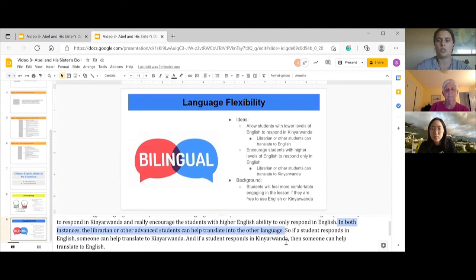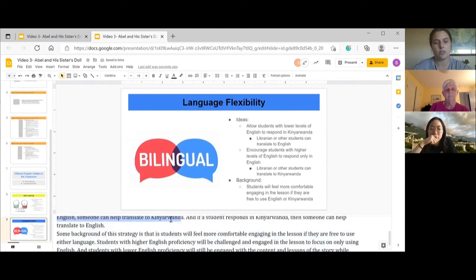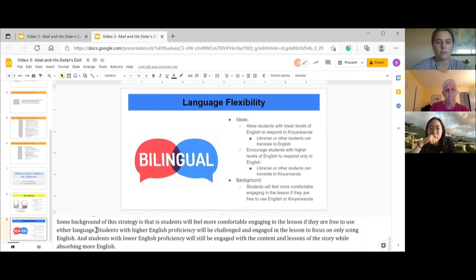So not leaving it with just one. If a student responds in Kinyarwanda in the home language, then it's important for the librarian or another student to repeat back what that student said in English, or the other way around. If someone is responding in English, then it's important to translate to Kinyarwanda so that the students who might not understand the English are still a part of the responses in the lesson. So if a student responds in English, someone can help translate to Kinyarwanda and vice versa.